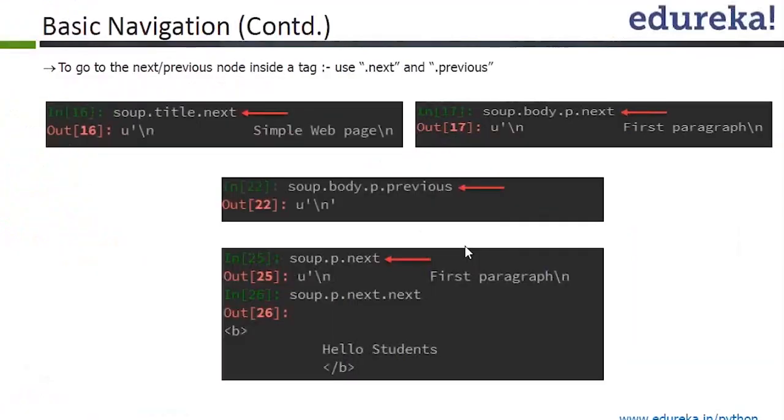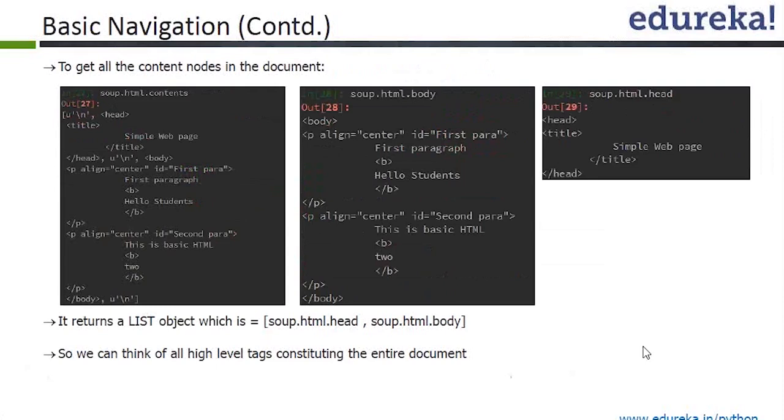Now see parent, head, and so on and so forth. To go to next and previous, we have seen this. To go to next, we use next, and to go to the previous tag, we use previous. I can use n number of next links or previous. If you say HTML content, it will give you this, body will give this. It's the same thing. If you say head, it will give the head tag, including the content. So basically, if you see soup.html.contents, let me just show it to you.